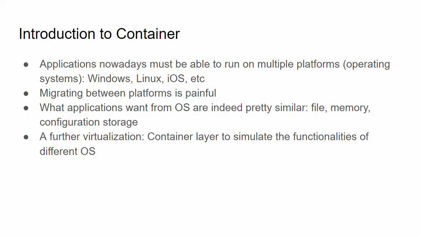What applications want from the OS is indeed pretty similar. It's file access, memory access, configuration storage. These are things the OS provides, but different OSes have different naming conventions, different formats, or different configurations. So when you are making these calls, it's very painful to get exactly the command that the OS asks for. If you cannot generate those exact commands, then you cannot run on this particular OS. So the further virtualization is to have a container layer to simulate the functionality of a different operating system.